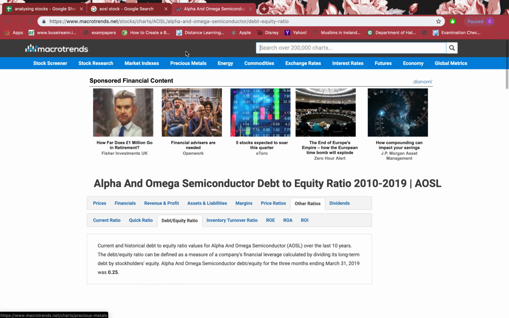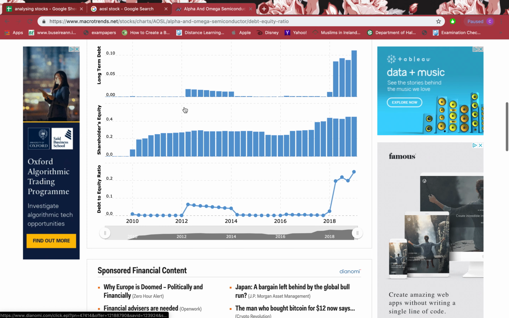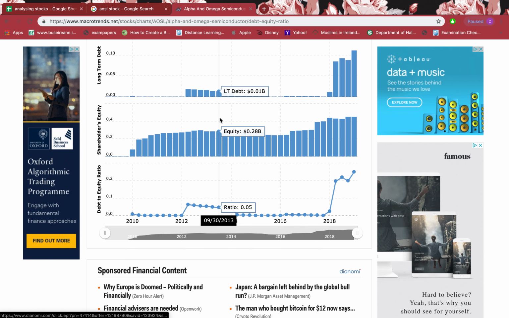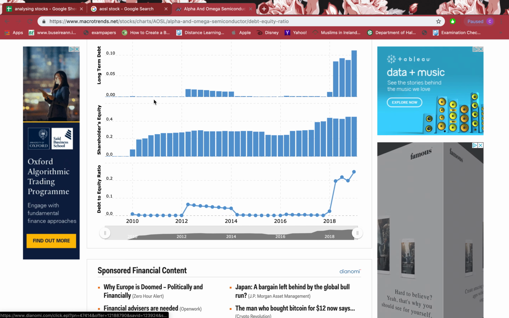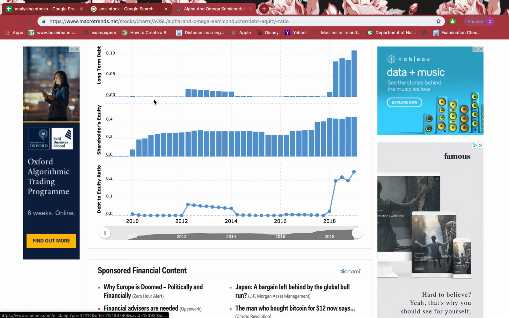If I look at the debt to equity ratio, I need to know whether the company is operating a lot on debt or on equity. If it's 0.5 or less, then it's really good. It has a good margin of safety, which means that it's not operating a lot on debt, it's operating mostly on equity, which is very ideal.